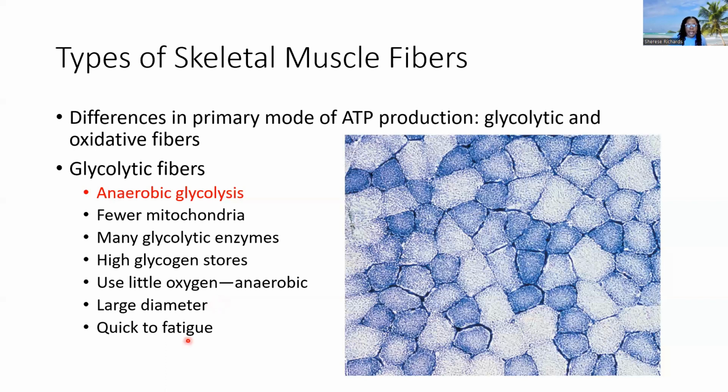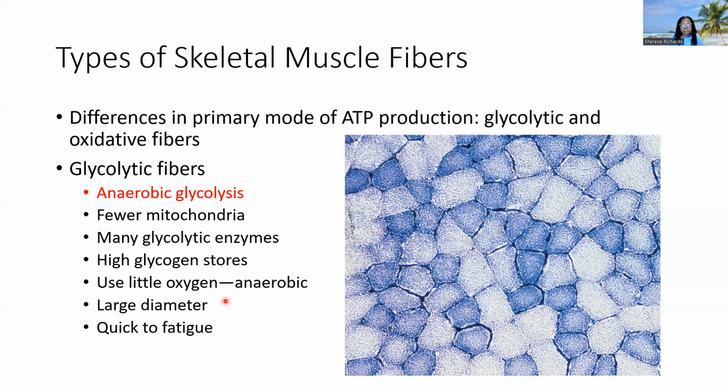Okay, and then the last feature here for anaerobic or glycolytic fibers is that they're going to be quick to fatigue. And that is all due to the fact that there is lactic acid buildup. So they're going to power contraction, they're going to generate a small amount of ATP, and they're going to do so very quickly. The benefit is that they're going to do so in the absence of oxygen. The price to pay is that they're going to be quick to fatigue because of the lactic acid buildup.